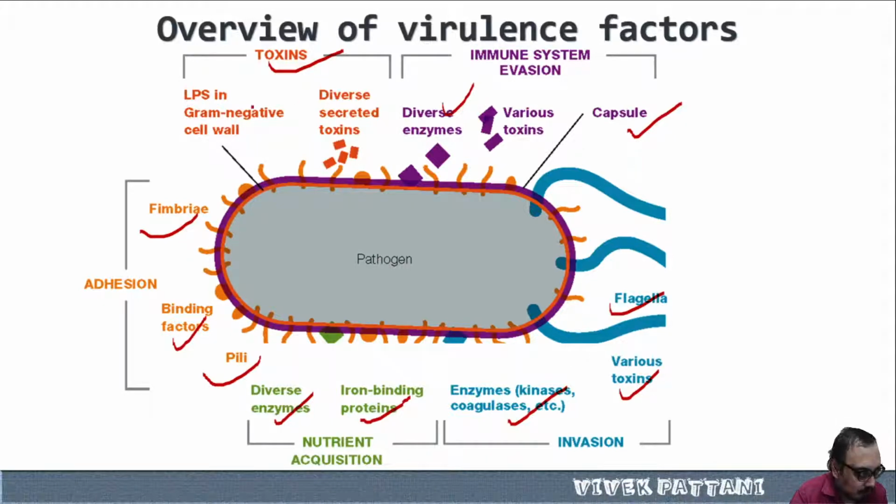For example, toxins have a different mechanism, adhesion mechanism is different, nutrient acquisition is basically absorption of nutrients from the host cell, and invasion is how they invade other parts of the body or other organ systems. And how they can avoid the immune system. Each and every part has its own story.